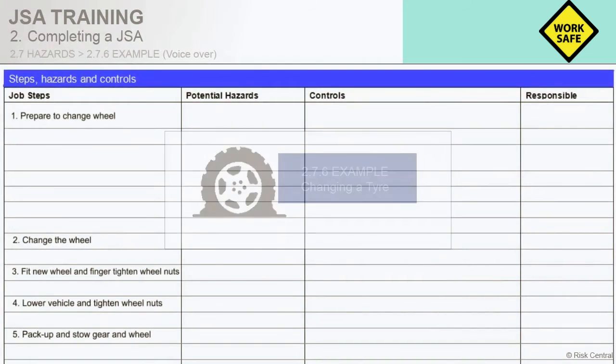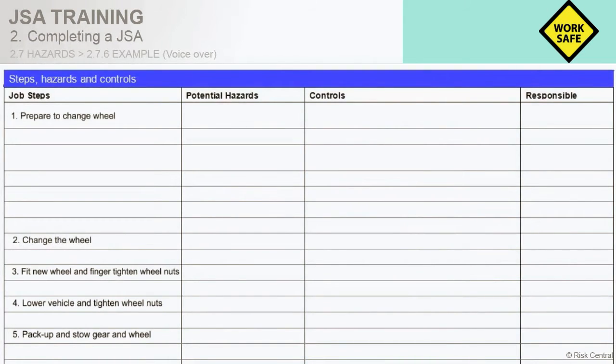Using our example job of changing a car tyre, we will identify possible hazards associated with the first step of prepare to change the wheel. Possible hazards include road traffic interaction and unsuitable ground conditions.